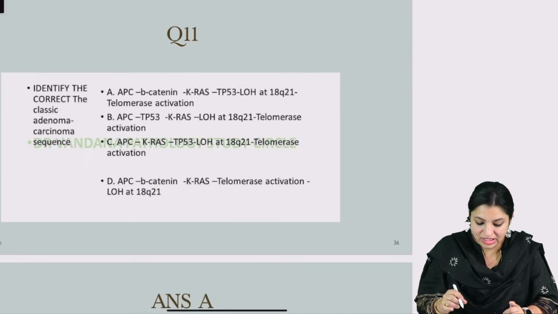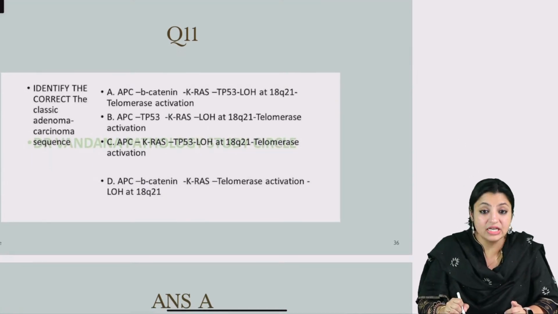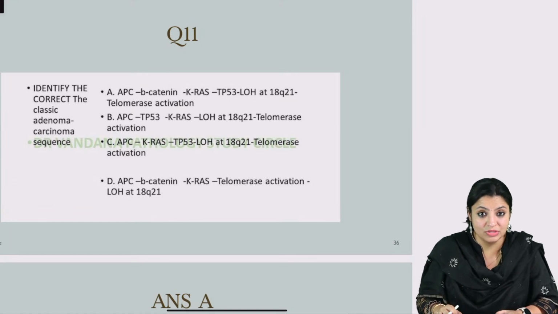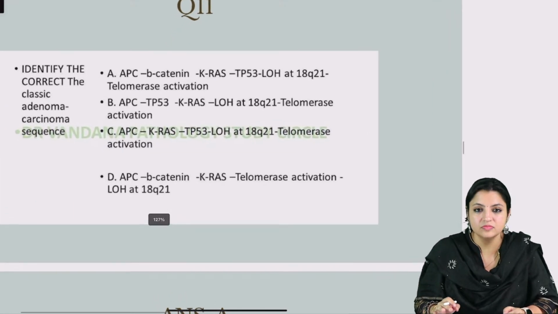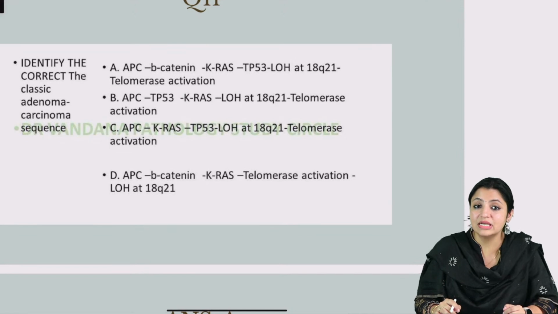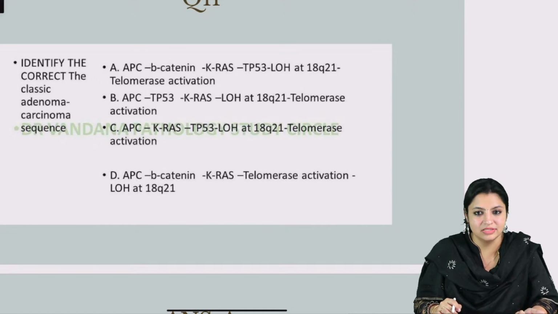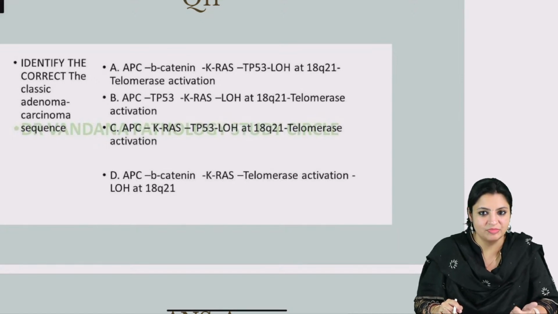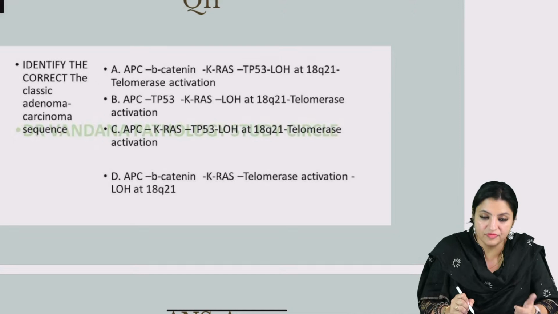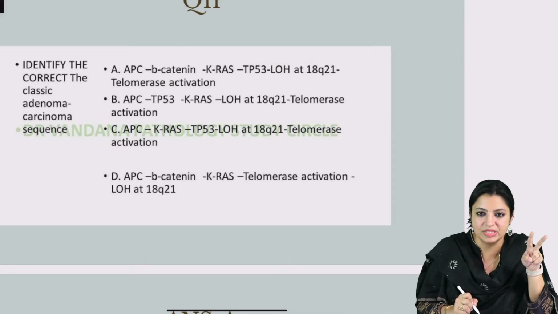Perfect. Full points, right? So identify the correct sequence of the adenoma carcinoma sequence here. Can you answer this? So what's the correct sequence? That's a very important question that occurs here. Remember, the first thing which will occur in colon cancer to form adenoma is loss of a tumor suppressor gene. Which is the tumor suppressor gene here? APC. So both copies of APC should be lost. First one copy of APC is lost, then the second copy of APC is lost.